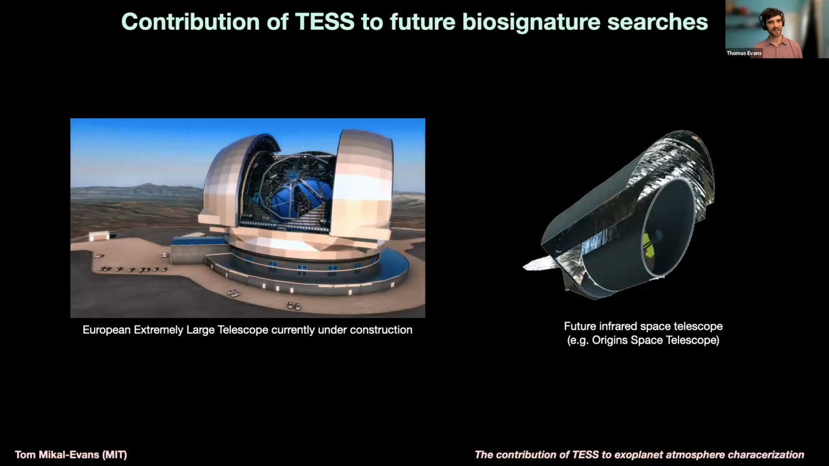And finally, I want to very briefly look forward to the 2030s and beyond, when giant segmented mirror telescopes such as the ELT and possibly next generation space telescopes like Origins will conduct searches for atmospheric biosignatures. Using the techniques of transmission and Doppler resolved spectroscopy, these observatories will require a sample of rocky planets orbiting in the habitable zones of nearby M dwarfs. And the planets discovered by TESS will likely be the foundation of this sample.